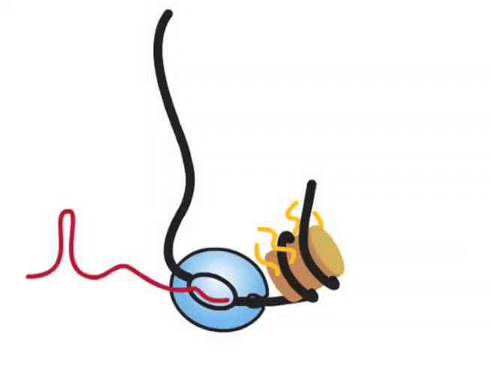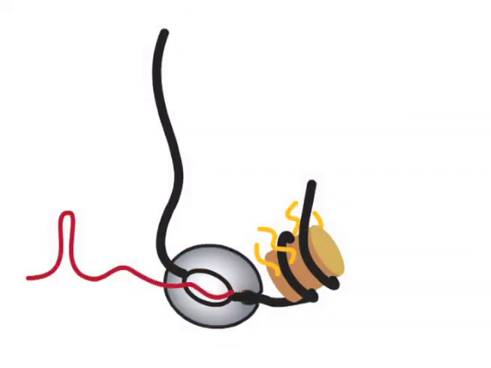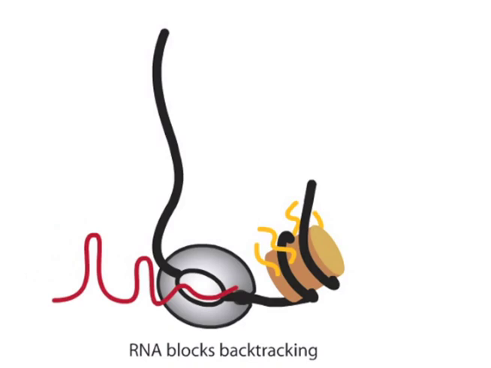longer. As Pol II transcribes the DNA, the nascent RNA product can form secondary structure behind the polymerase. These structures limit backward diffusion of the enzyme and can help it overcome the nucleosomal barrier.